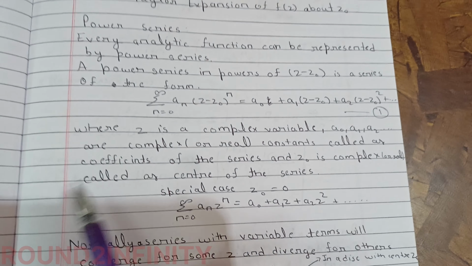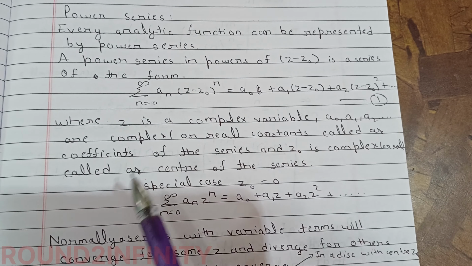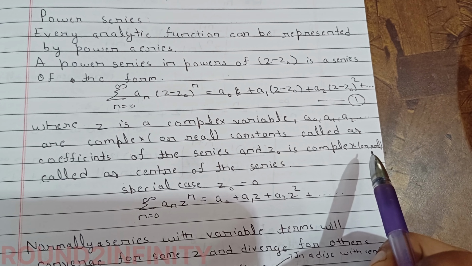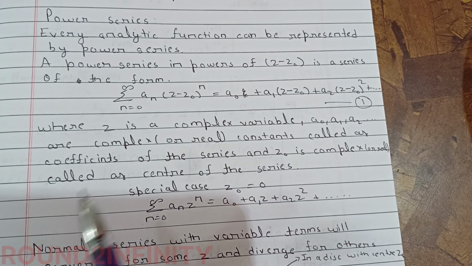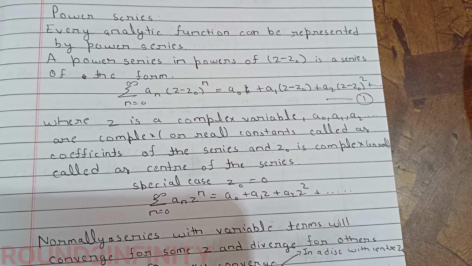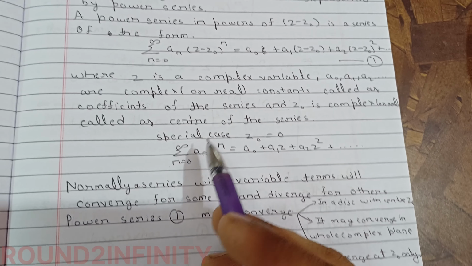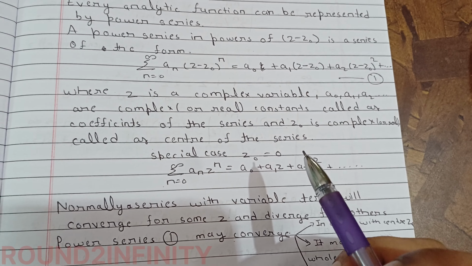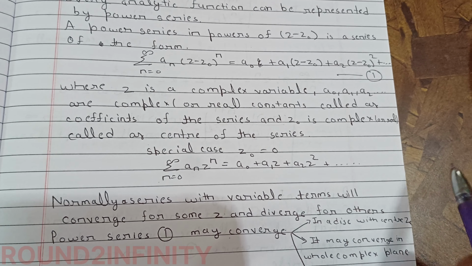Here z is a complex variable, and a0, a1, a2, up to a_n are complex or real constants called the coefficients of the series, and z0 is real or complex and is called the center of the series. We will see what the meaning of the center is. Here these are just the definitions. There is a special case when z naught equals 0, where we take the center as 0, which is most common. Then we get the series a0 plus a1 z plus a2 z square and so on.